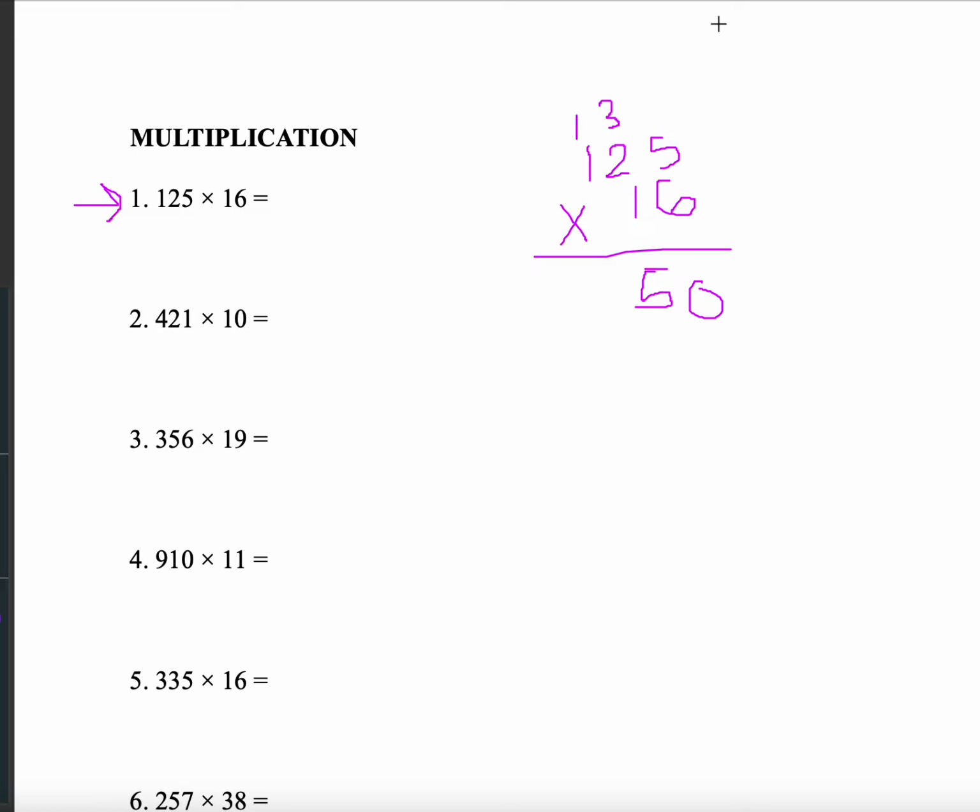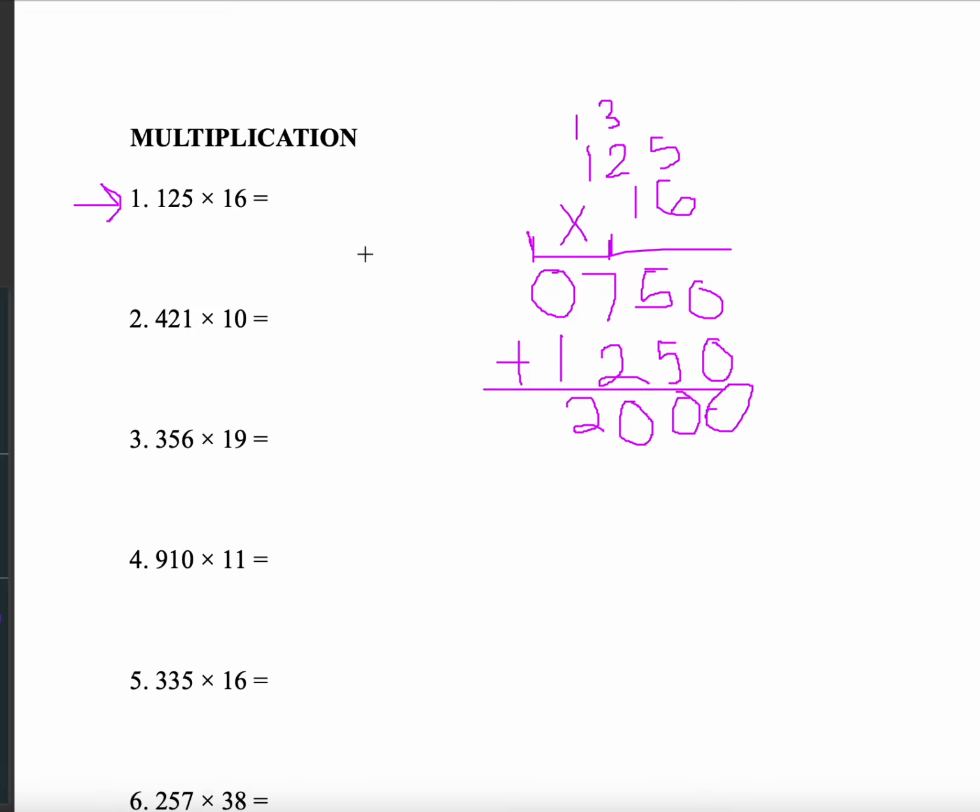1 times 6 is 6, 6 plus 1 is 7, and then to move on to the second digit, we add the 0 here. 5 times 1 is 5, 2 times 1 is 2, and 1 times 1 is 1, and we can add the 0 here as a placeholder. Okay, so 0 plus 0 is 0, 5 plus 5 is 10, we add that 1 here. 1 plus 7 is 8, 8 plus 2 is 10 again. We add that 1 here. 1 plus 1 is 2. So 125 times 16 is equal to 2,000.